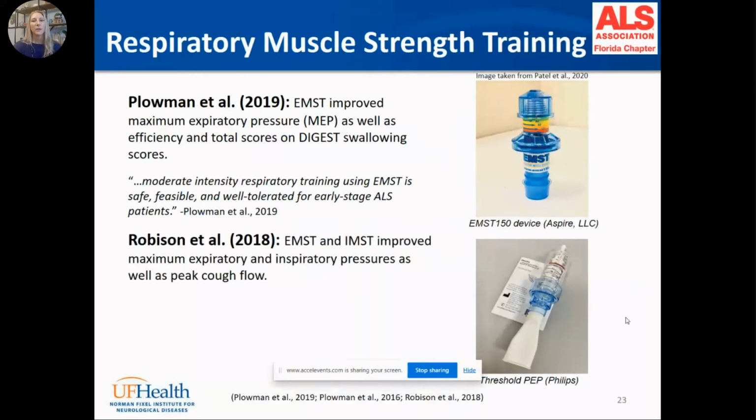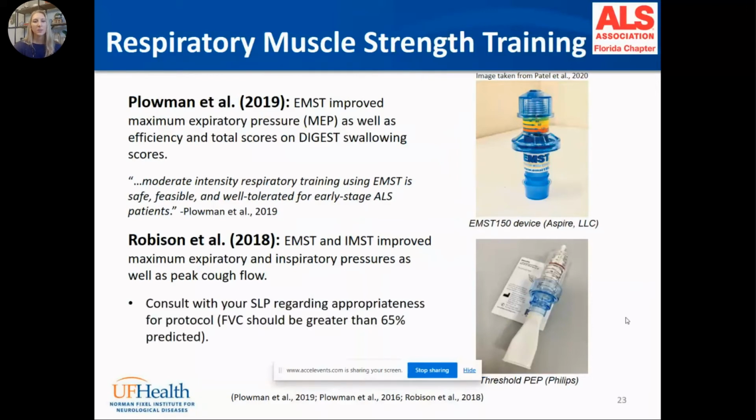And Dr. Robinson also did a case study and found that EMST, or expiratory muscle strength training, and IMST, inspiratory muscle strength training, improved MEP and MIP pressures, as well as peak cough flow measures in that one patient. So respiratory muscle strength training is something that may be appropriate for you, but always contact your SLP regarding if it would be appropriate, and they can also help you with the training.